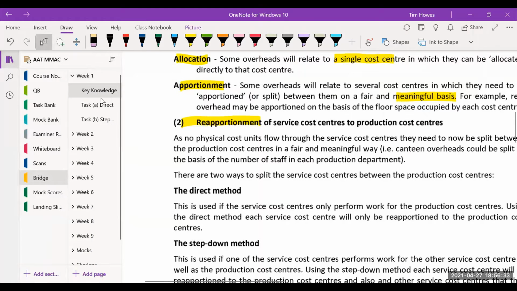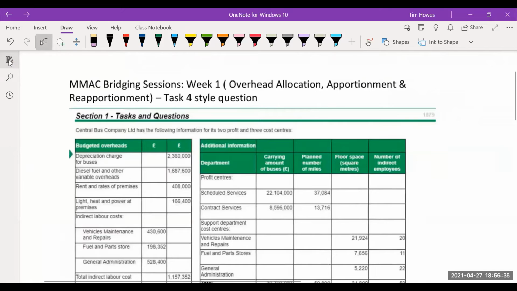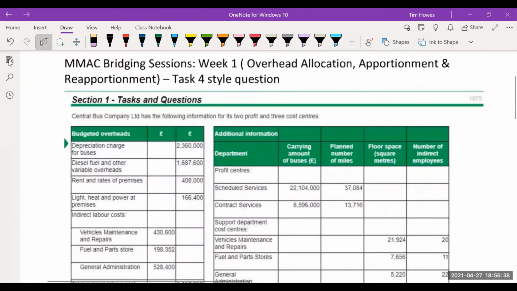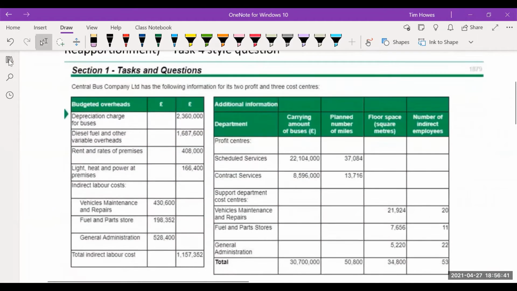Okay, so here we go. This week's first task was this one. It's a central bus company. Actually, this business doesn't make buses. It's not manufacturing something. What it does is it basically drives people around, and you'll see in a minute that there are some different types of service that this bus company provides. Now look, it's talking about 2 profit centers and 3 cost centers. Be prepared for different terminology.